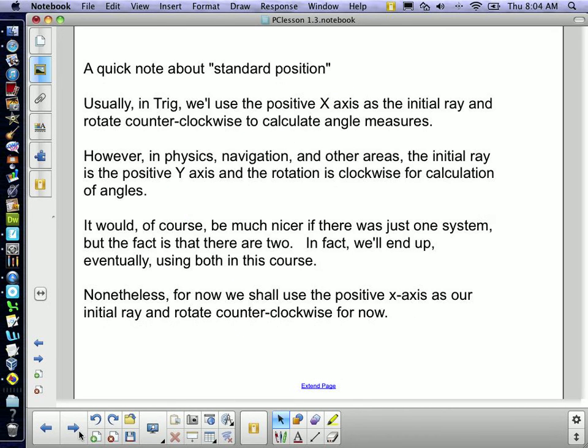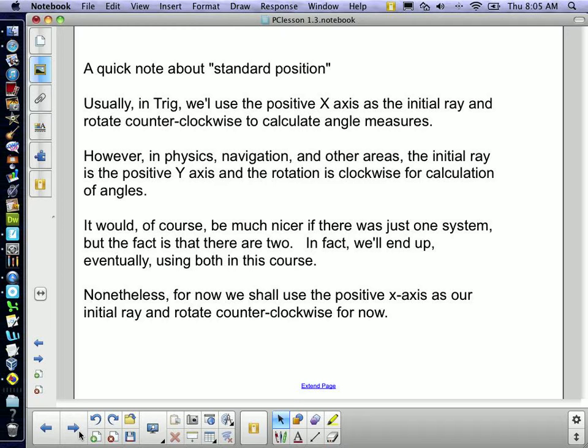Just a quick note about standard position. We almost always in trig use the positive x-axis as the initial ray and rotate counterclockwise. Physics, navigation, and other applications have a different idea about standard position. For them, the positive y-axis is the initial, and you rotate clockwise instead of counterclockwise. Think of a compass. Due north is 0 degrees, and then 90 degrees is east, 180 is south, so you rotate the other direction.